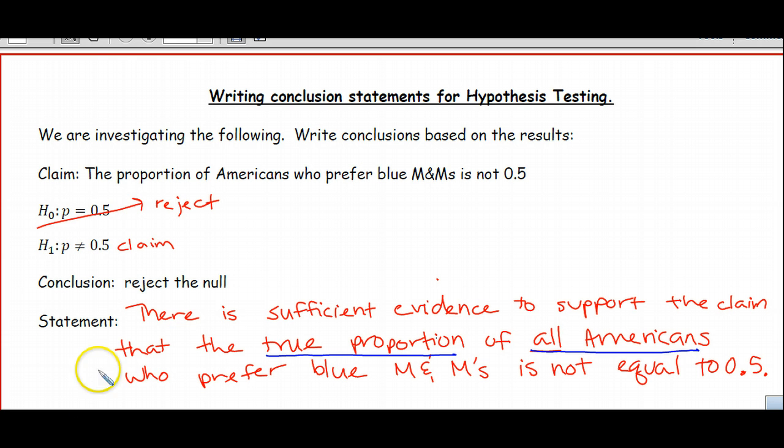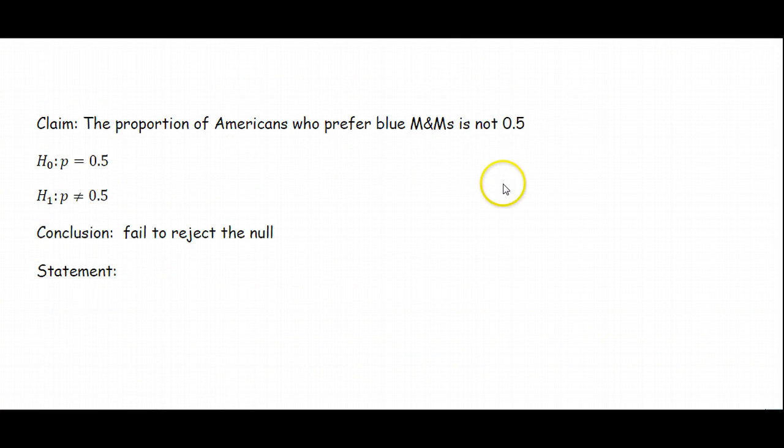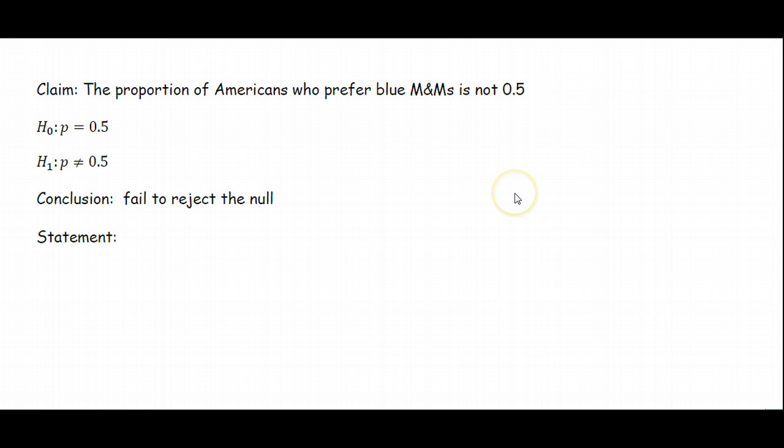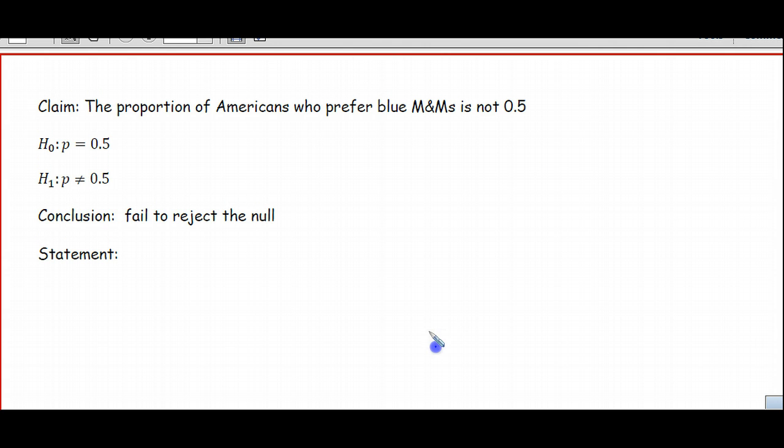Let's try another one. So I have the same thing. The proportion of Americans who prefer blue M&Ms is not 0.5. So I have the not 0.5 here, the equality here. This time when I ran my test, I got a fail to reject the null. So I can't cross this out. I failed to reject.